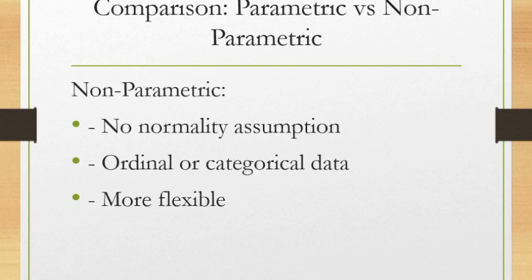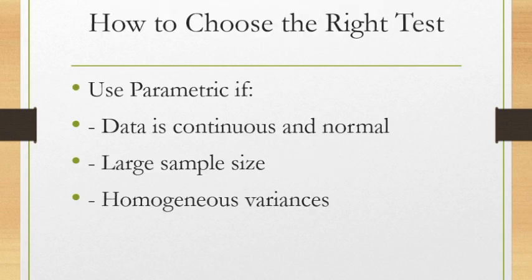Now, for non-parametric tests, no normality is observed. There is no normal distribution of data assumed. And we talked about the type of data used with non-parametric tests, which are ordinal or categorical data, and they are more flexible. So those are striking differences between parametric and non-parametric tests. How do we choose the right test to use?